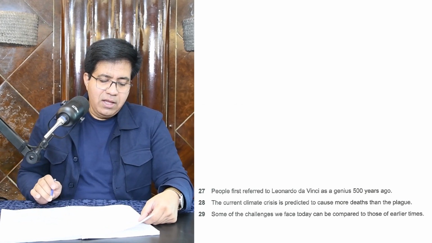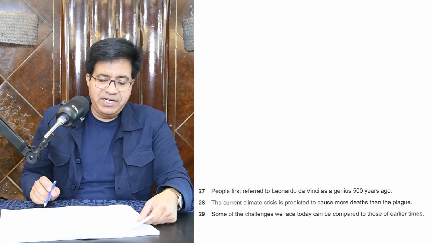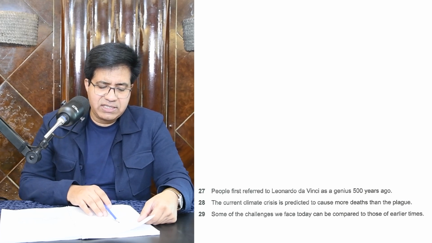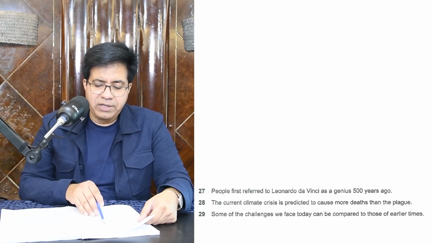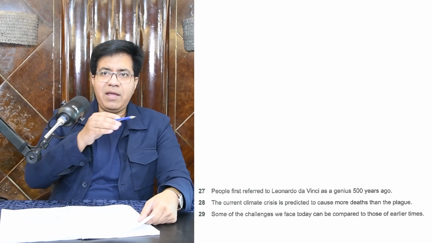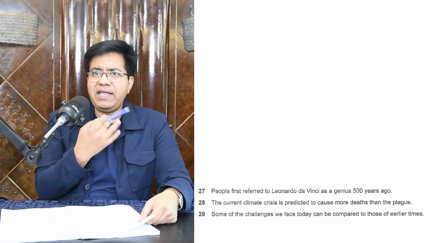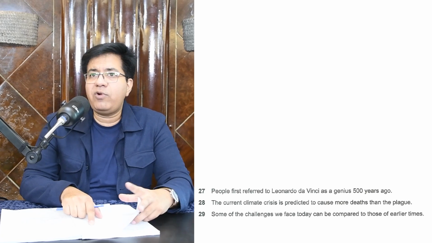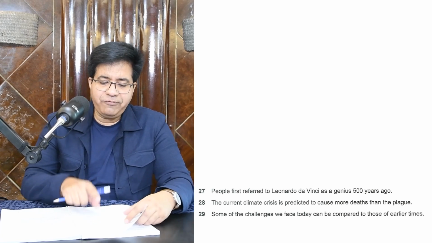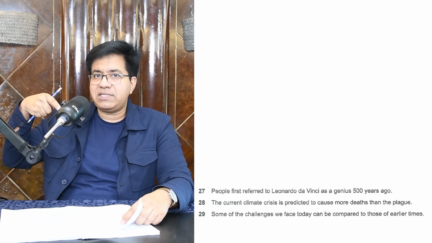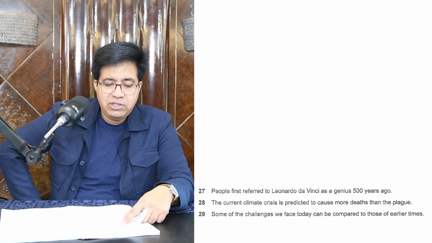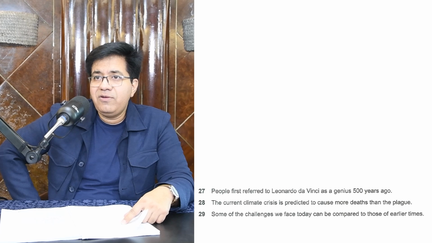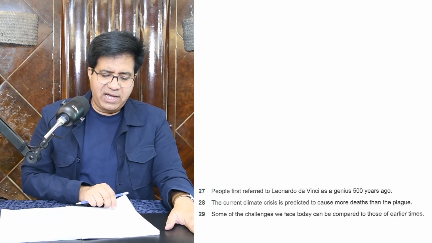Number 28. Current climate crisis is predicted to cause more deaths than plague. Now, we do have a climate crisis as well, this smog is one of the examples. So, the current climate crisis is predicted to have more deaths than plague. Plague was in the past. So, if more deaths will be caused by the climate crisis than plague, the answer is true. If plague caused more deaths, the answer is false. And if they don't tell us, then it is not given.